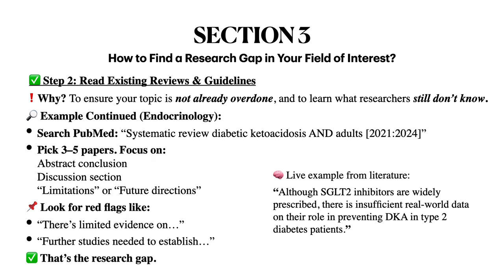The second step is you have to read existing reviews and guidelines. And why is that? To ensure your topic is not already overdone and to learn what researchers still don't know. Basically, if you try to write a paper on a topic which is already overdone, with a lot of papers published on it, then your research paper will be diluted and it loses its value. So you have to ensure that your topic is not already overdone.